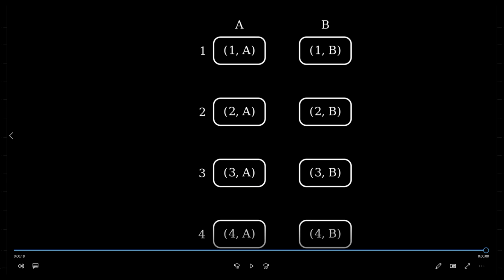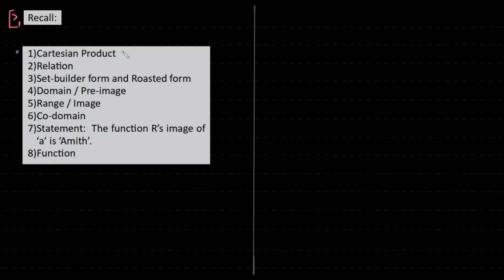We have 1 and 2. 1 and A, 1 and B. There we had A1, A2, A3, A4. So here we have the numbers as the input and the letters as the output. That difference has to be very clear. So we'll make a small note over here that A cross B is not the same as B cross A, when A and B are your sets.